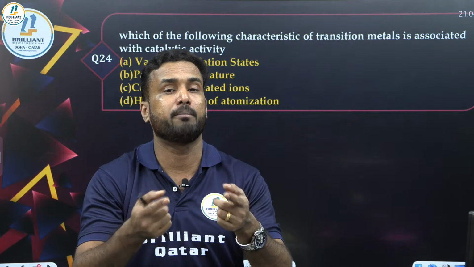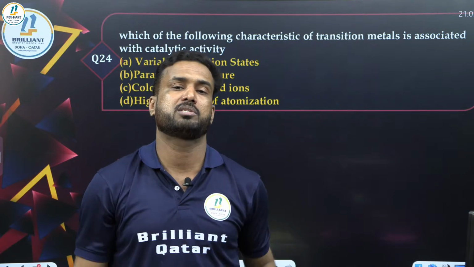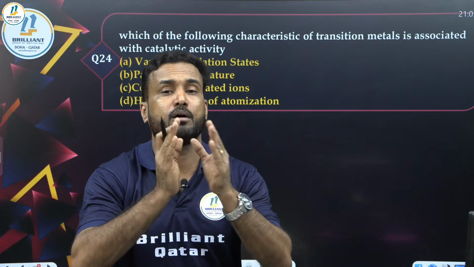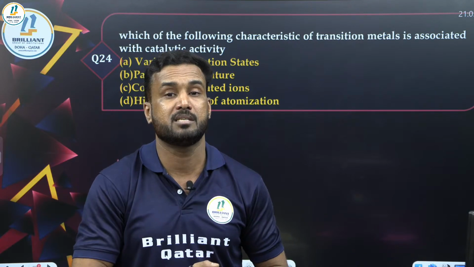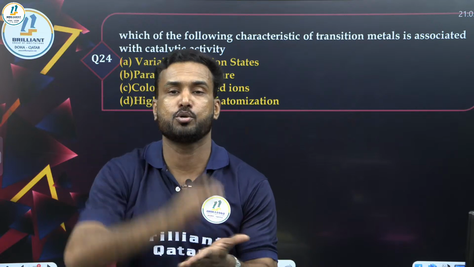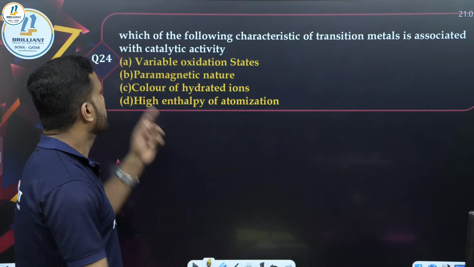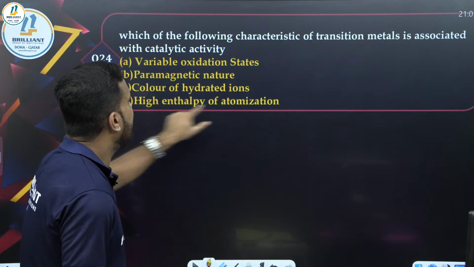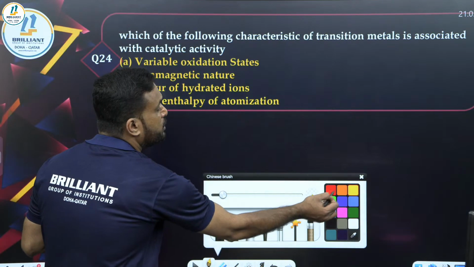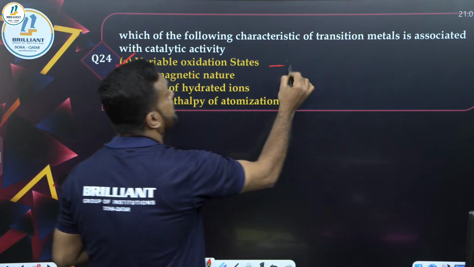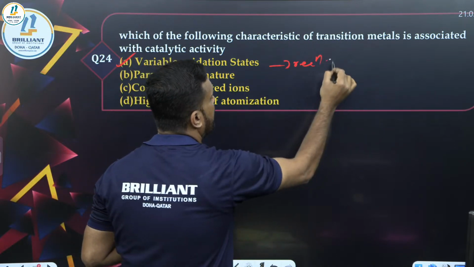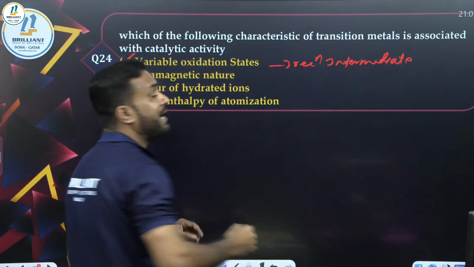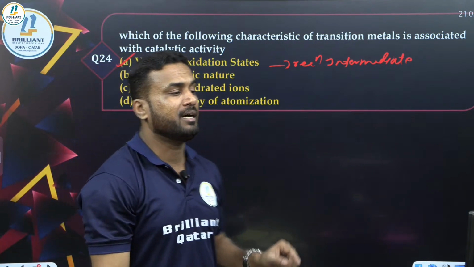First one, they help to form reaction intermediates due to variable oxidation state. Second one, they provide surface area for adsorption of gases or reactants easily. Reactants can be easily adsorbed on the surface of the catalyst. So the options are variable oxidation state, paramagnetic nature, color of hydrated ion, high enthalpy of atomization. As I told you, due to variable oxidation state, they can form reaction intermediates very easily. That way they can accelerate the reaction. So that is the right answer.